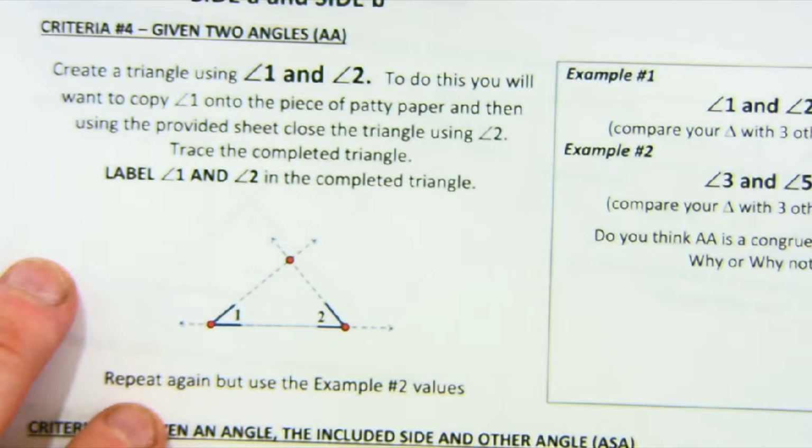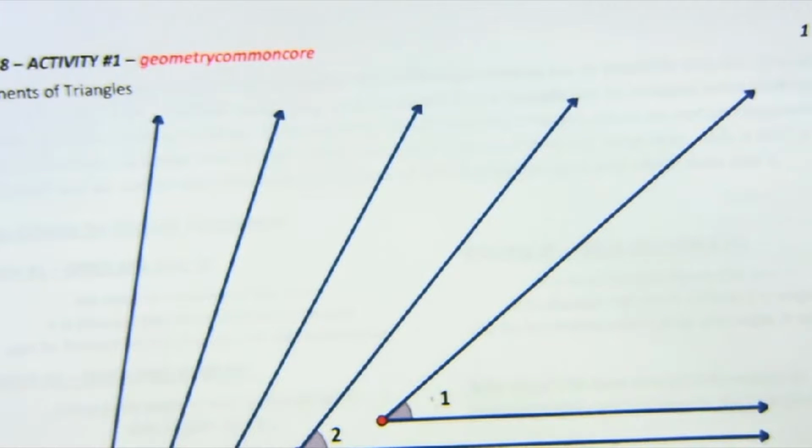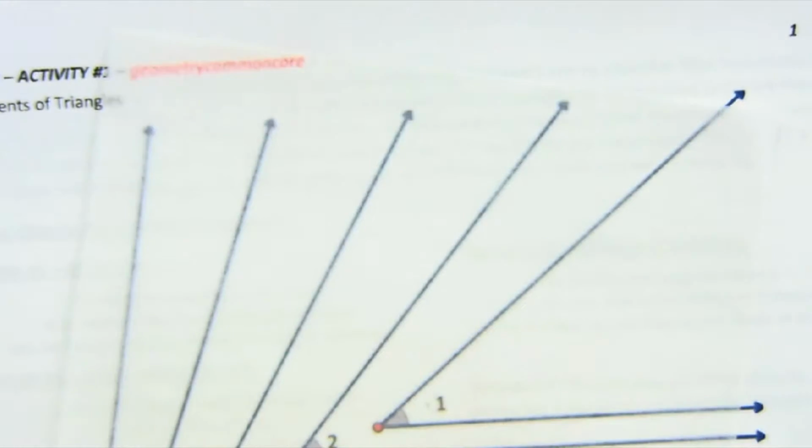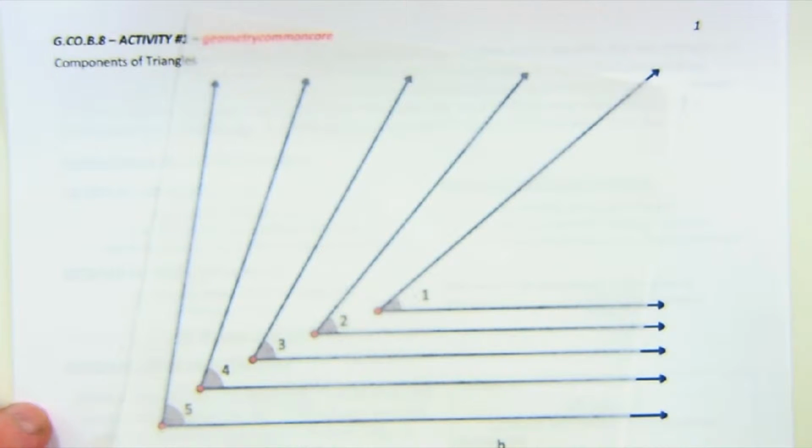So let's just start with angle, angle here. It just says use angle 1 and angle 2. So what I'm going to do is grab a piece of patty paper. The students are starting to think that patty paper comes from, you know, Mike Patterson, but not quite. Patty paper, of course, is named after the fact that it is used in between two patties of hamburger so that you can separate them easily.